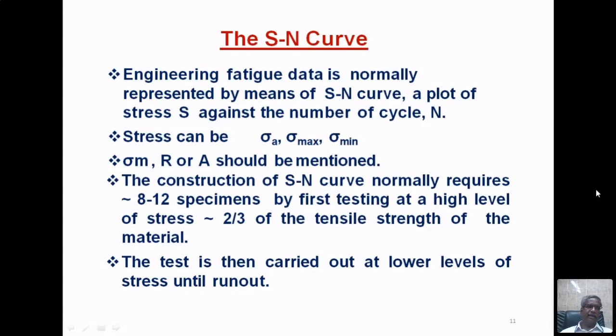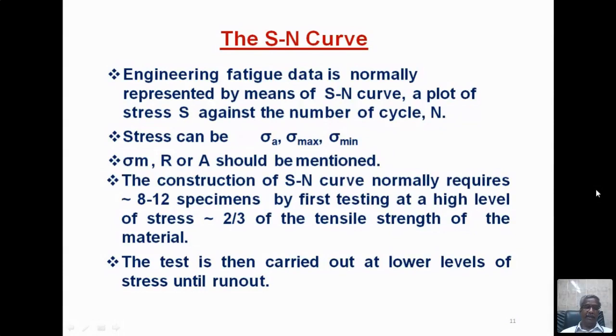That's the problem why many people don't like fatigue. Those who work on fatigue will get fatigued, because if you want to construct one S-N curve, you need to test a minimum of 10 to 15 specimens.